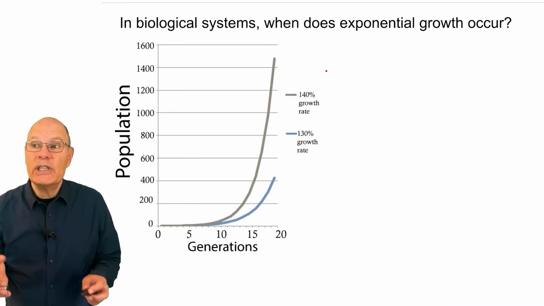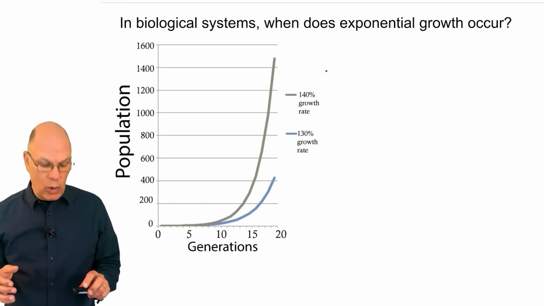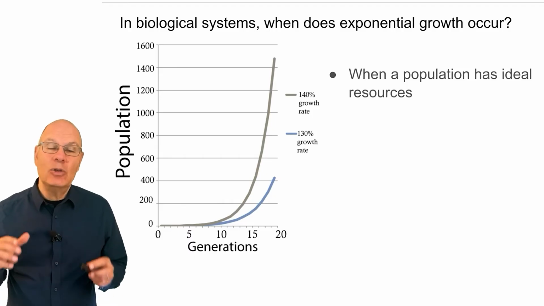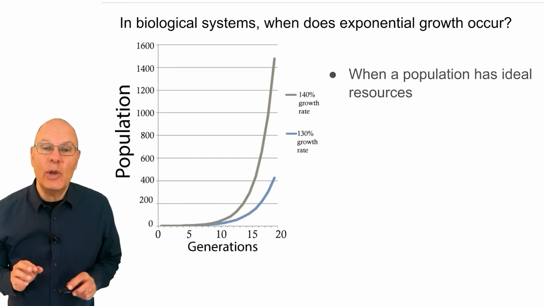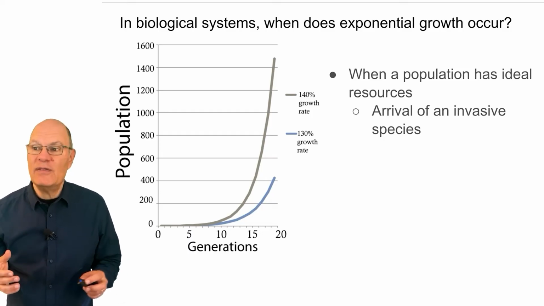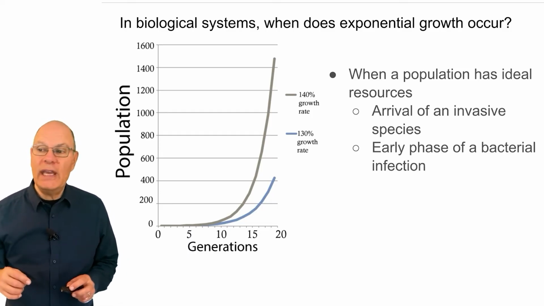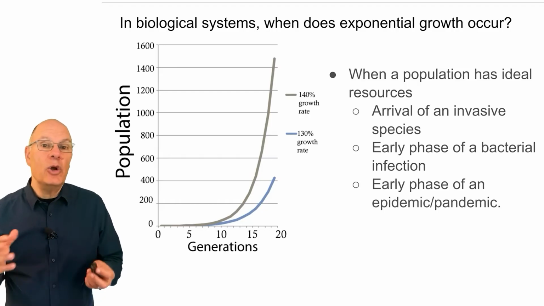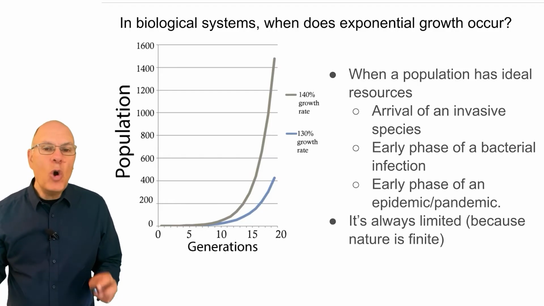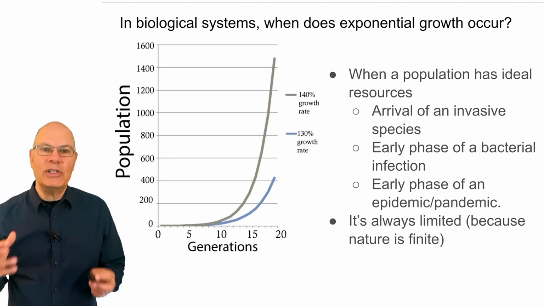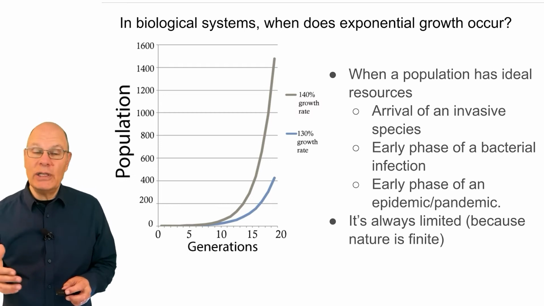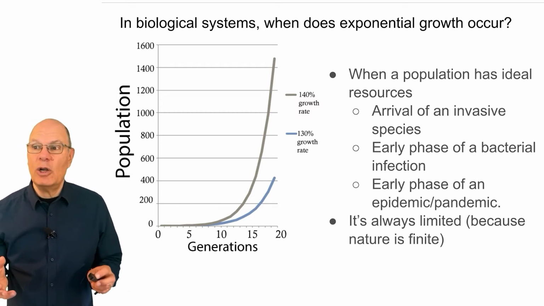In biological systems, when does exponential growth occur? It occurs when a population has ideal resources and nothing is slowing down its rate of growth. This can be the arrival of an invasive species, the early phase of a bacterial infection, the early phase of an epidemic or pandemic. It's always ultimately limited because nature is finite, but during this phase when the population has ideal growing conditions, exponential growth can occur.